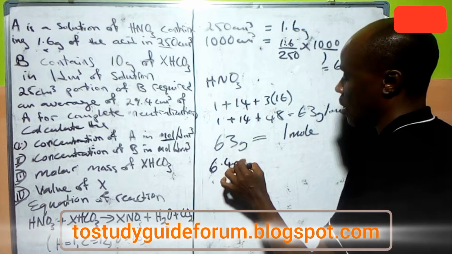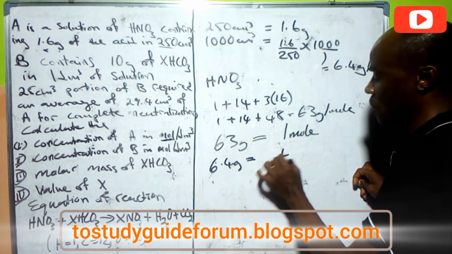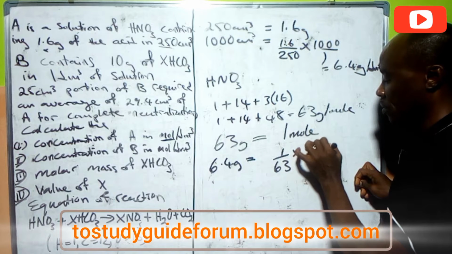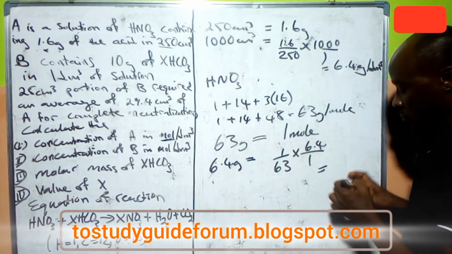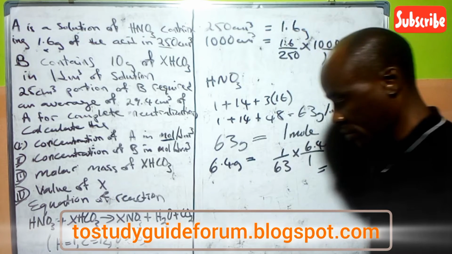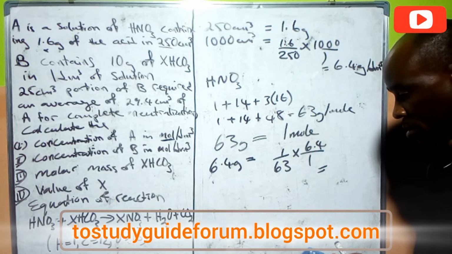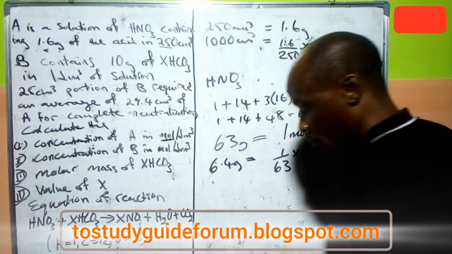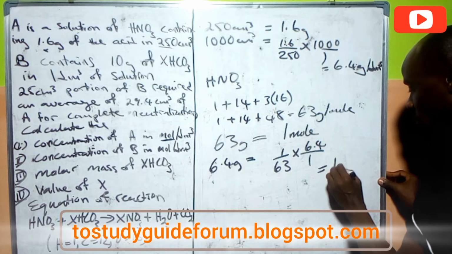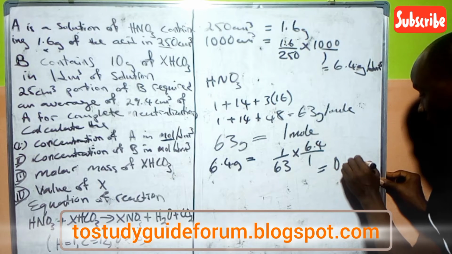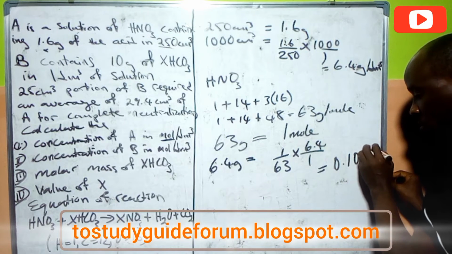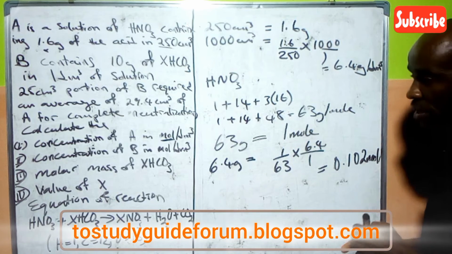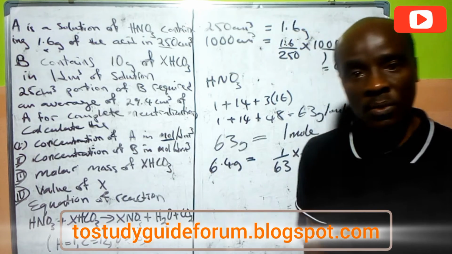6.4 gram will then be equal to 1 over 63 times 6.4 over 1. So what we will have, 6.4 divided by this, we have 0.102 mole per dm cube. That's what we have. That means we're able to solve this first one. We've solved the first one.